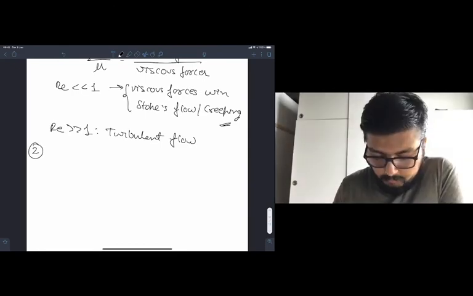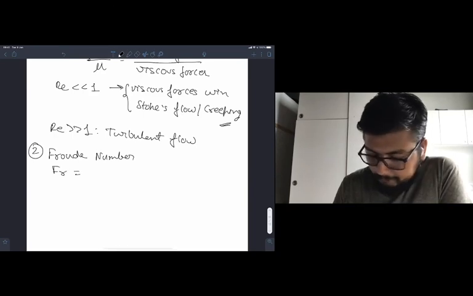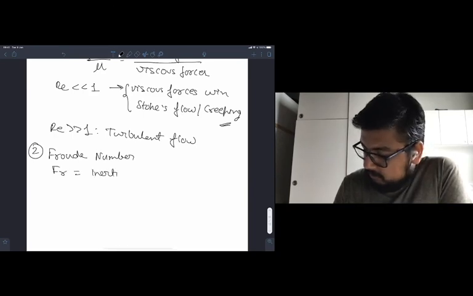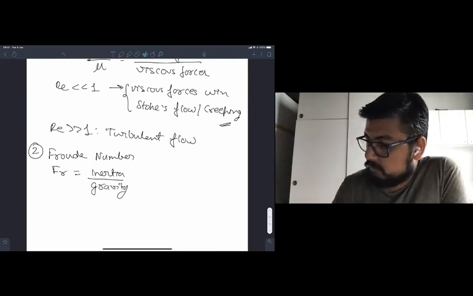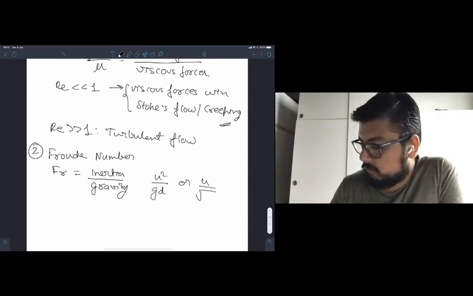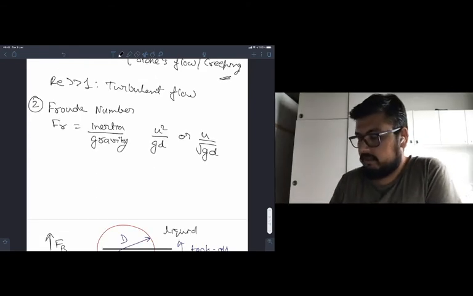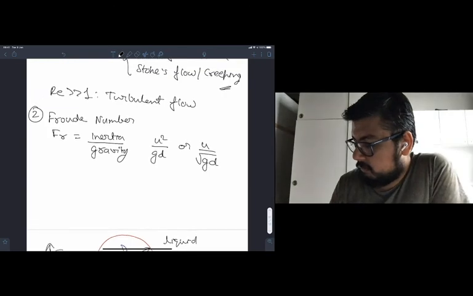Another important number would be the Froude number, which is nothing but a comparison between inertia and gravity. So depending on who you ask, you either get u square by gd as your Froude number or u upon square root gd. So both of them are valid. It's just a factor of square root which is different.